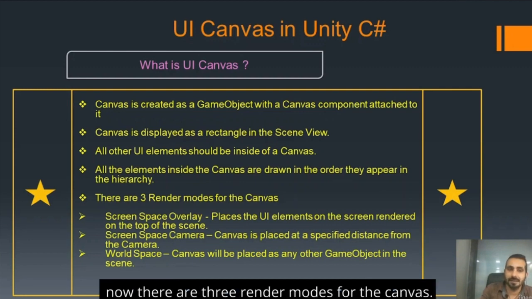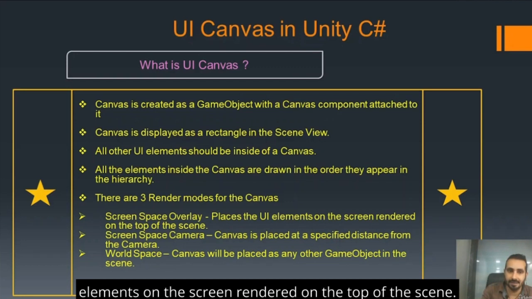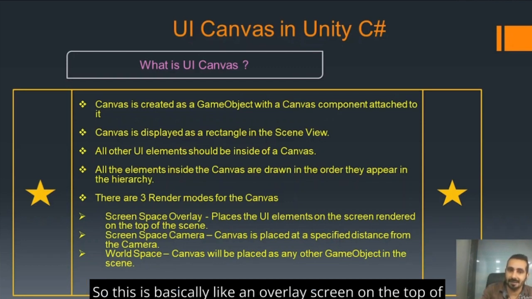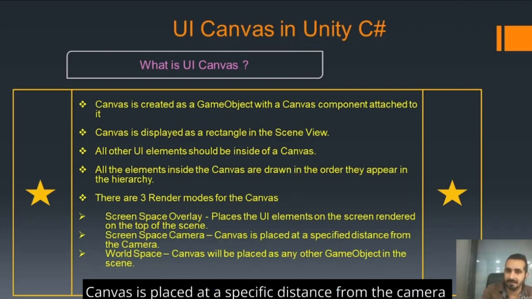Now there are three render modes for the canvas. First is your screen space overlay, which places the UI elements on the screen rendered on the top of the scene. So this is basically like an overlay screen on the top of the scene. Screen space camera. Canvas is placed at a specific distance from the camera.